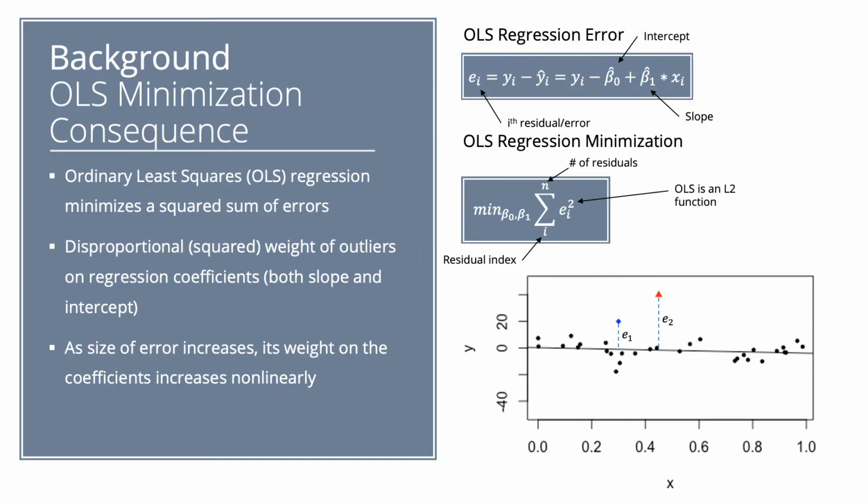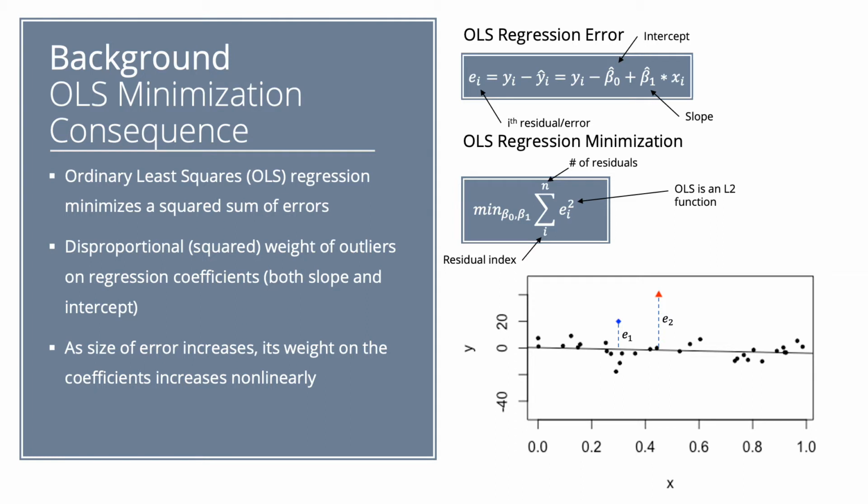Simple ordinary least squares, or OLS regression, finds a model to describe data by choosing regression coefficients, i.e. the slope and intercept, to construct a line over the data. These coefficients are calculated by minimizing the sum of the squared errors, thus making OLS an L2 function.